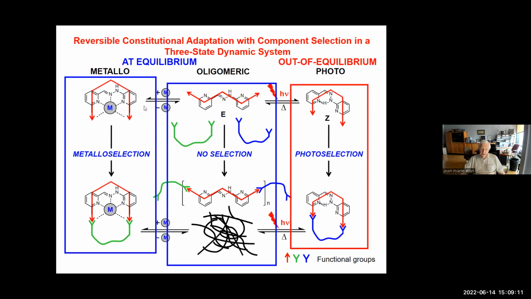Now, let me stress just that metalloselection and the absence of selection happen at equilibrium, and photoselection is an out-of-equilibrium system, because here light has been used to change the shape into a form which is not the most stable one. So this will slowly go back.